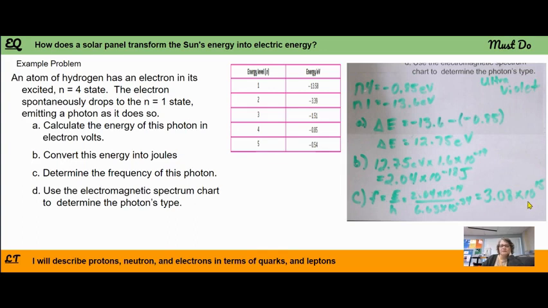And then the last one says use an electromagnetic spectrum chart to determine the photon type. If you look on an electromagnetic spectrum chart, 3.08 times 10 to the 15th would put you in the ultraviolet zone. Okay, so the next step you want to do is some practice. You need a lot of practice in this. Okay, so good luck.